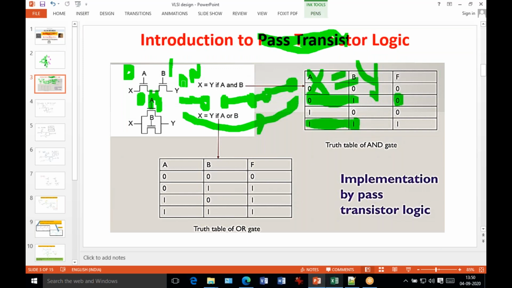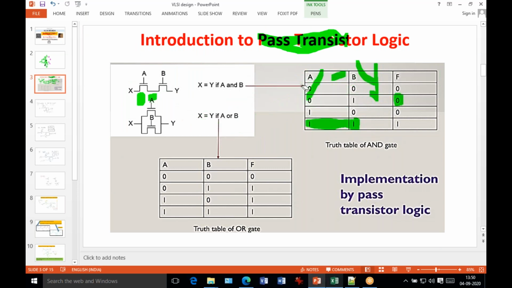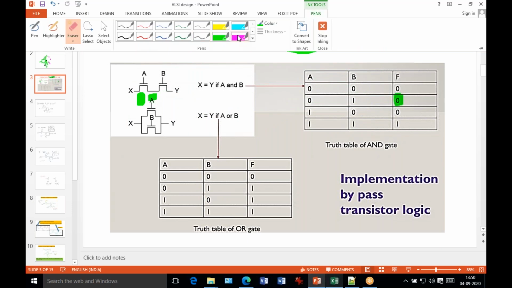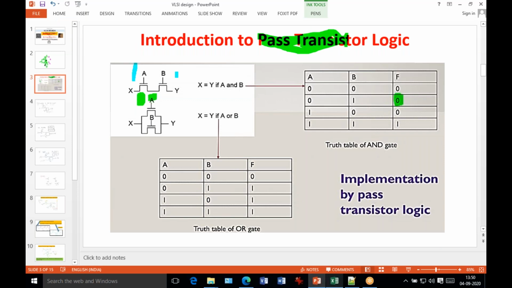Similarly, I change the condition. Suppose I change to another condition: in the first case I put 1 1, and in case 2 I put 0 1. So now we go for some other combination, like 1 0. So in this case, what is the first transistor's behavior? Okay, so this is on, but this transistor is off.